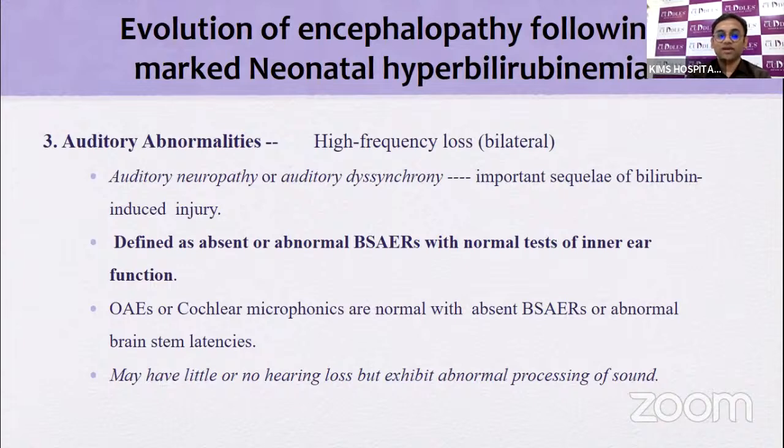So here there is an absent or abnormal BERA. However, the tests of inner ear function are normal. The otoacoustic emissions are normal because the inner ear function is normal. The pathway predominantly affected is the neurons, the nerve beyond the inner ear cells. So we have normal otoacoustic emissions and an abnormal BERA. This is called auditory neuropathy, auditory dyssynchrony, where we have a normal OAE, however an abnormal BERA.